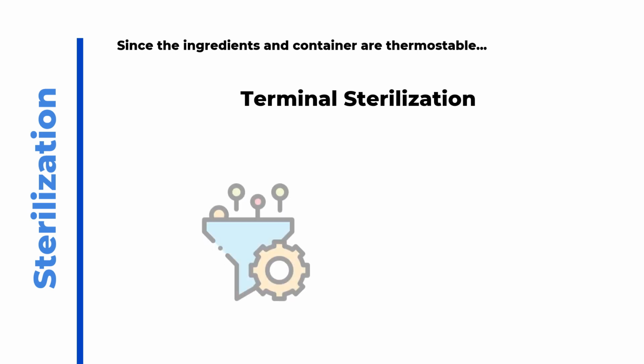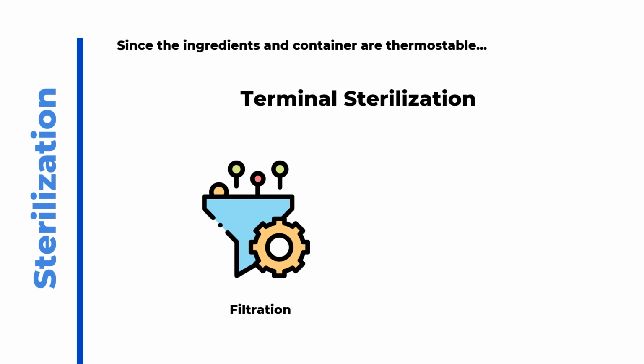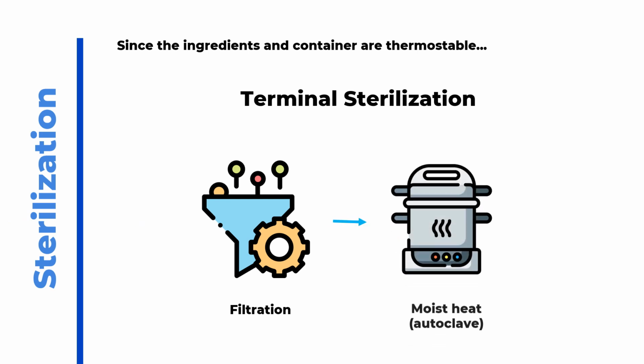Before the terminal sterilization, filtration is needed to minimize the bioburden and particulate matters after the compounding process. Next, moist heat sterilization can be performed using an autoclave at a temperature of 121 degrees Celsius for 15 minutes. To make sure the products are sterile, in-process control and final evaluation should be conducted.